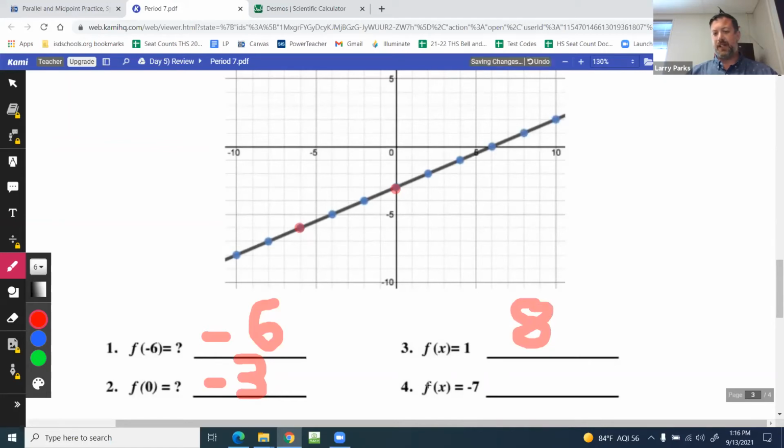And for what value of x do I get a y value of -7? Go down here to -7, trace it over. That would be -8. So if I plug in -8, I get back -7.